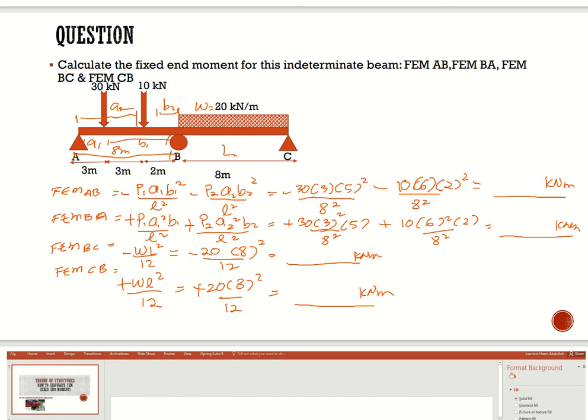Now you have to fill in and calculate the answer for this value. Okay, find your answer here and check with me later. Okay, so this is how we find the fixed end moment. So let's try the next question. Thank you.